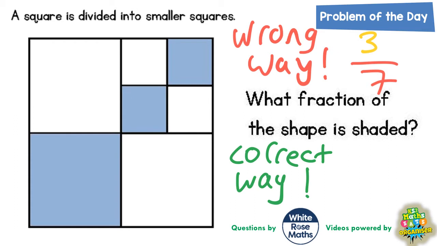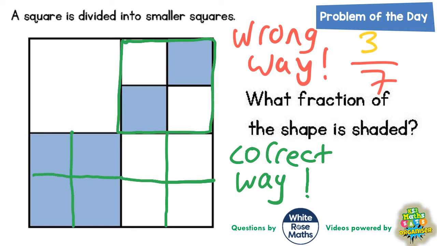Now for the correct way. Well, the problem we've got is that all the squares are different sizes, but why don't we just make some extra lines to make all the squares the same size? So obviously this square in the top corner here has been split into 4 smaller squares. Well, why don't we just do that with a square underneath? Split it into 4 smaller squares, split this square into 4 smaller squares, split this square into 4 smaller squares.